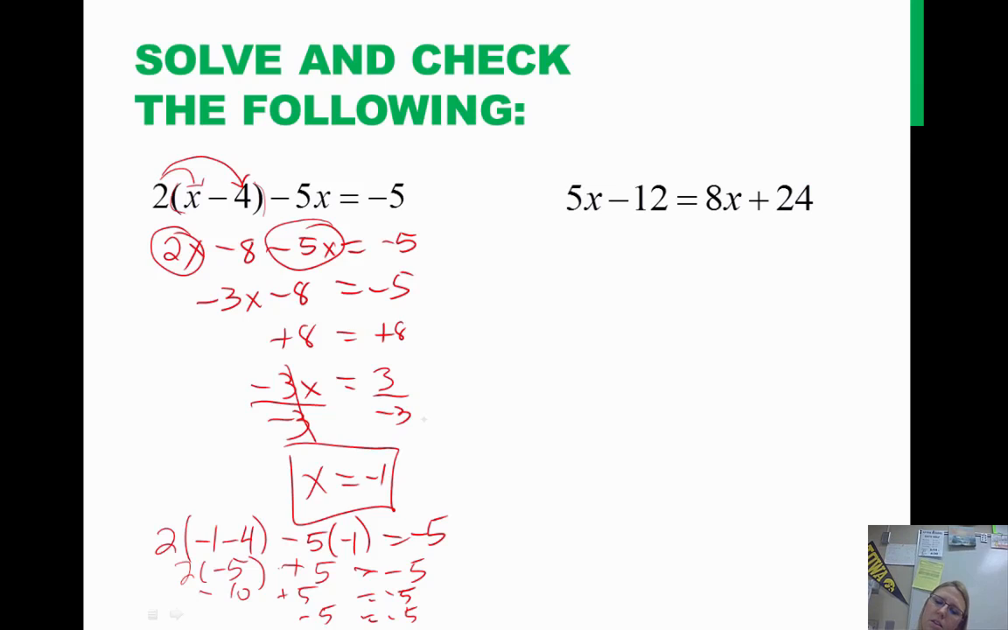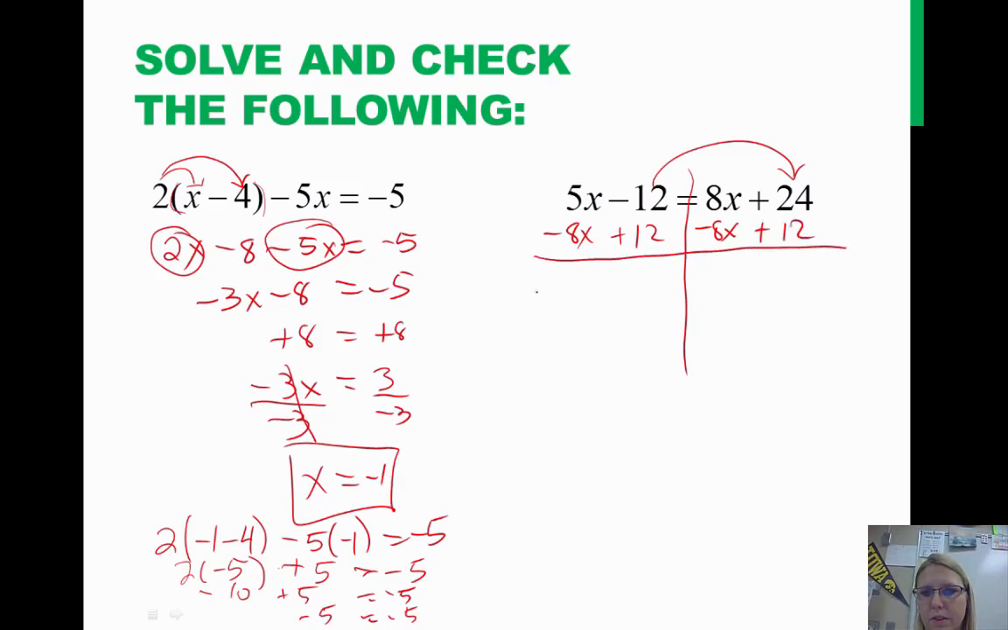So now let's try the second equation here on the right. Notice I have my equal sign here, but I have an x term on both sides and I have a constant on both sides. So I need to get all my x terms together, and I can do that by subtracting 8x from both sides. And I need to get all my constants together, so I'm going to move that one over here. So this is a negative 12. I'll add 12 to both sides.